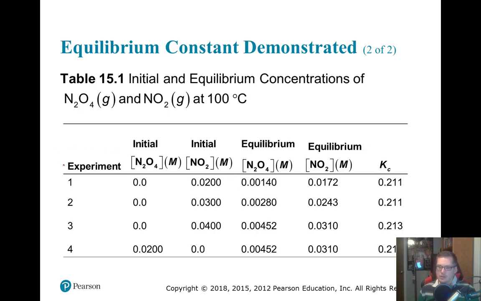So then here they've broken down this table. This is your experiments going across the rows. Each column is our concentrations, either our initial concentration of our two reactants or our equilibrium concentrations. And then they went ahead and did the math for us and noticed that our equilibrium constant for all of these cases comes out to be about the same value, which is pretty handy.